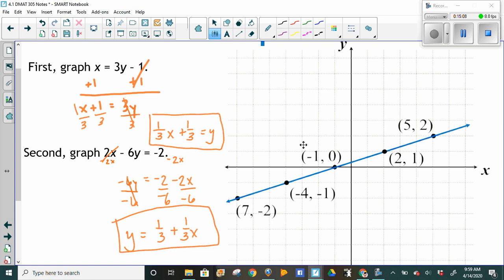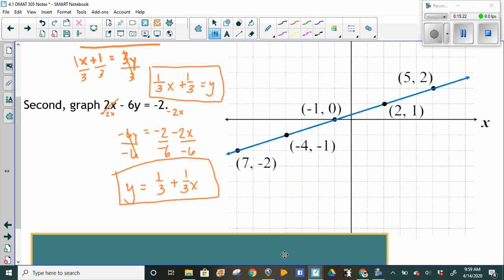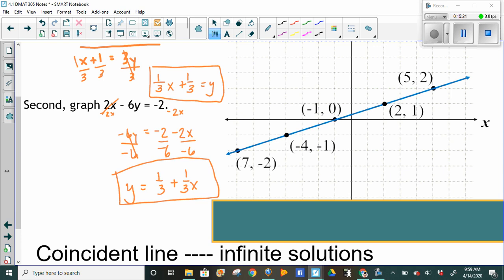But the problem is when they were parallel, they didn't intersect at all. So there was no solution. When they do intersect, there's one solution. So what happens when the equation is exactly the same is these are called a coincident line, and they have infinite solutions because this solution will work in both because it's the same line.